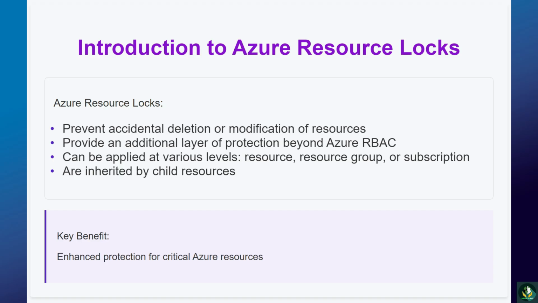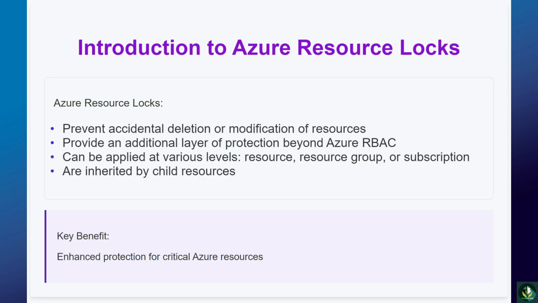They can be applied at various levels within your Azure hierarchy, from individual resources to entire resource groups, or even at the subscription level. This hierarchical approach allows for granular control over which resources are protected and to what extent. Furthermore, resource locks follow an inheritance model. When you apply a lock to a resource group, all the resources within that group automatically inherit the lock. This inheritance feature simplifies the process of securing multiple related resources and ensures consistent protection across your Azure environment.